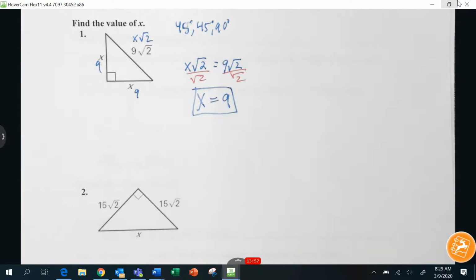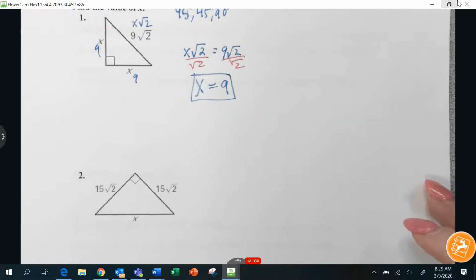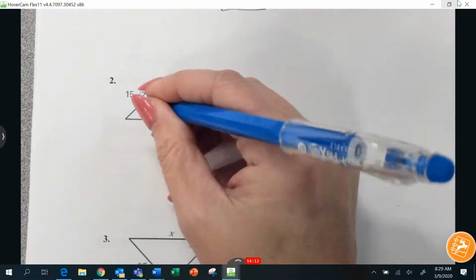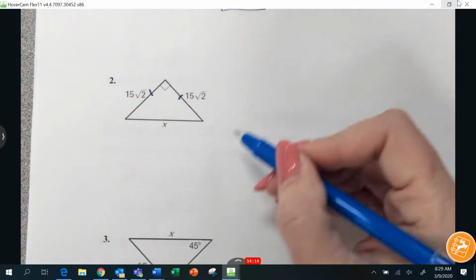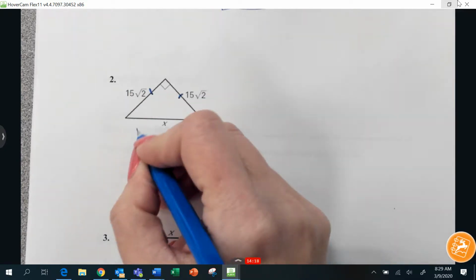Number 2, what kind of triangle is this? Aaron, what kind of triangle do I have for number 2? Right, because this is isosceles. We haven't seen the other kind yet. So we need to find the hypotenuse.